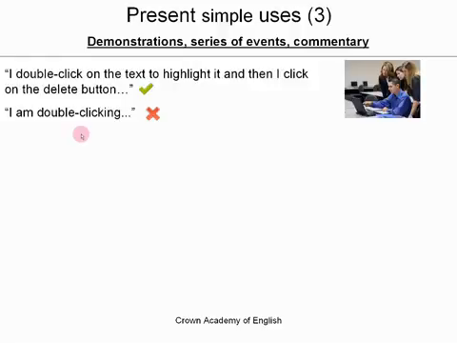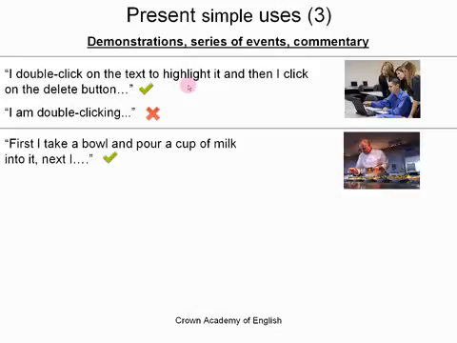But it's not a big mistake to use the present continuous. You can probably use both, but it's better to use the present simple in those instances. Another example is when you see cooking on television, for example, or someone is showing you how to do a recipe. Someone would say, for example, first I take a bowl and pour a cup of milk into it. Next I break 2 eggs and then put the eggs in the bowl.